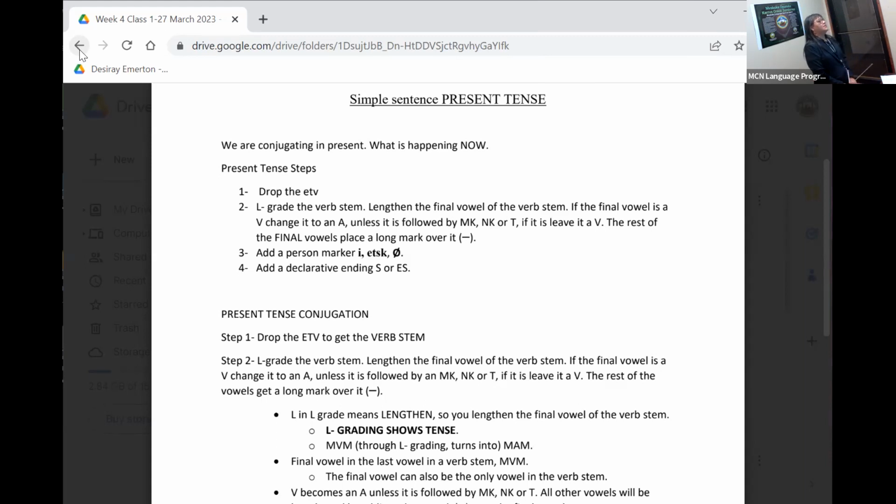The present tense steps: first, you drop the ETV. Second, you L-grade the verb stem, and you lengthen the final vowel of the verb stem. If the final vowel is a V, change it to an A, unless it is followed by MK, NK, or T. If it is, leave it a V. The rest of the final vowels, place a long mark over it.